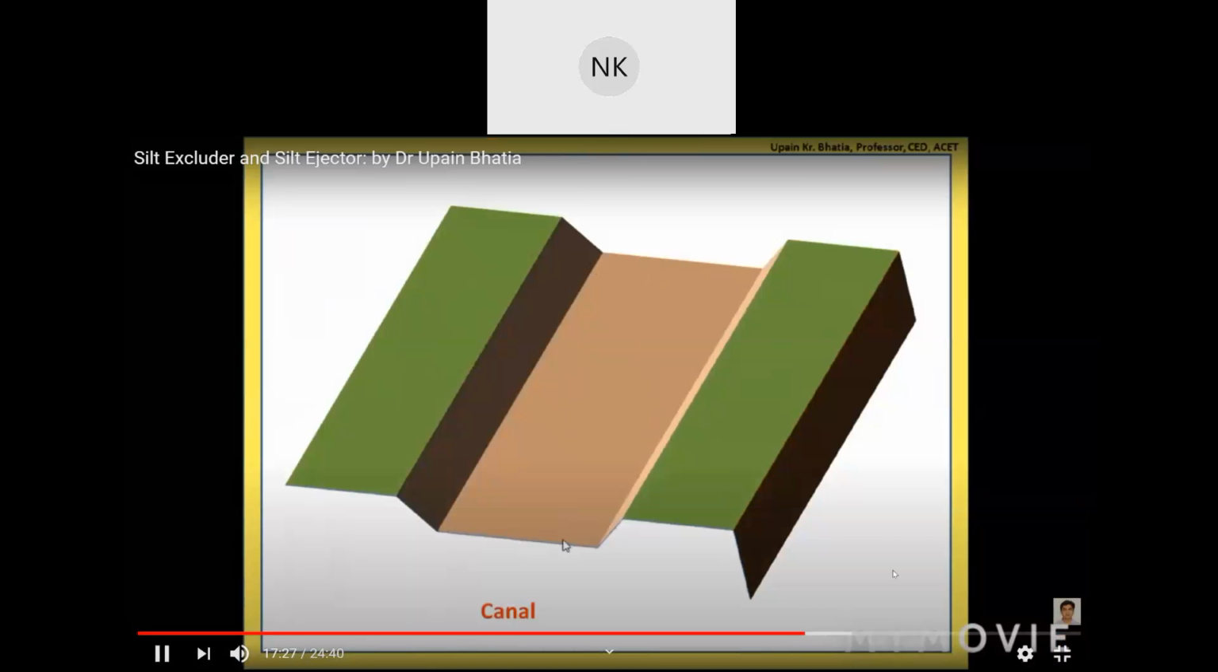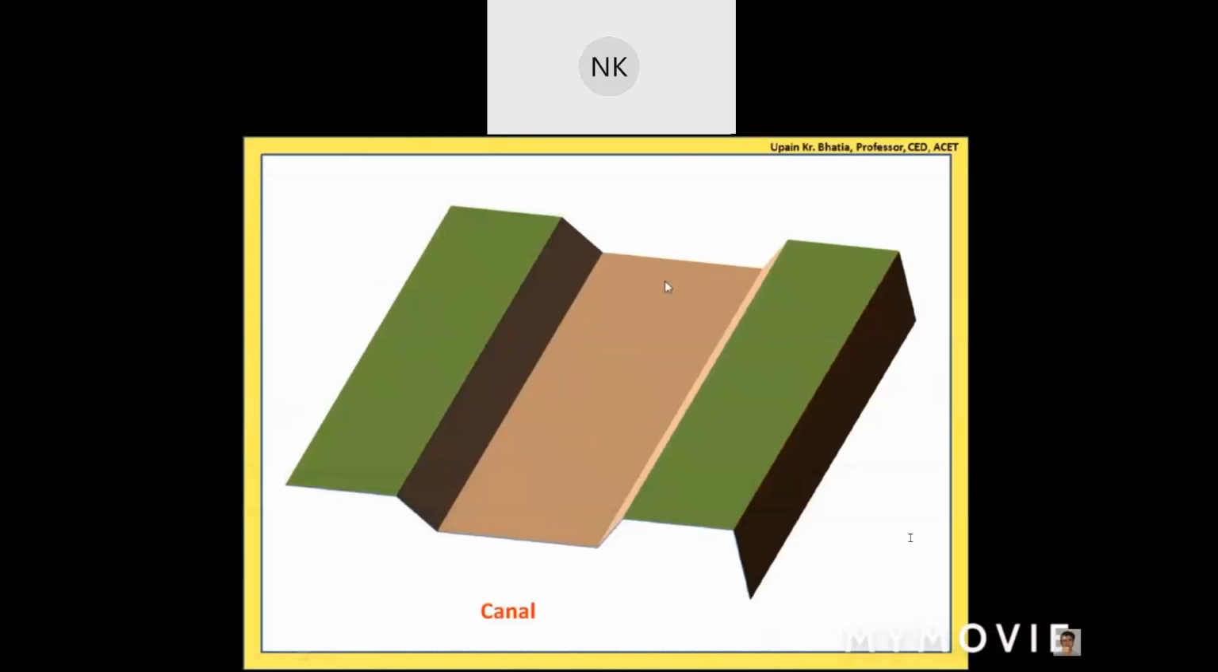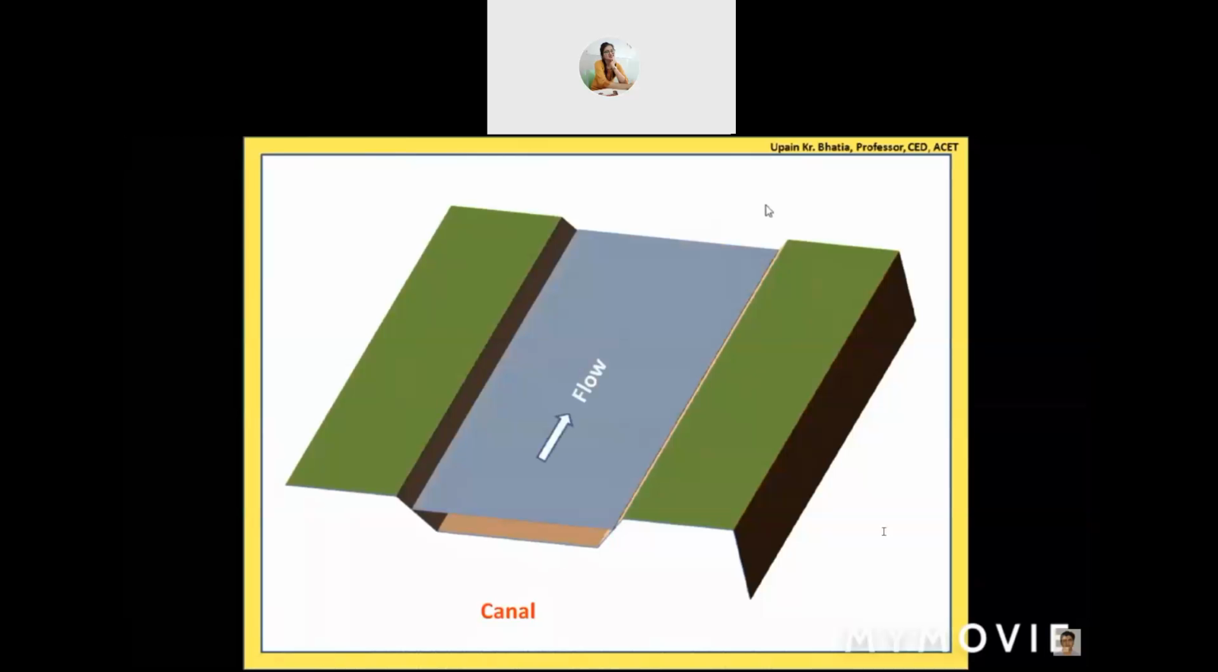This trapezoidal section is maintained throughout the length. Okay, so this line is straight, or it can be a little curved depending upon the route of this canal that we decide, but generally it is kept straight in this fashion. So the water will be flowing in this way.